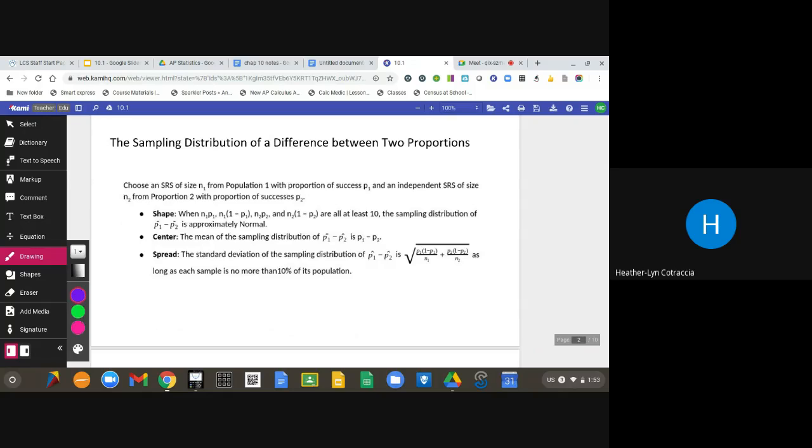Your shape, there's how to test whether it's approximately normal. So it's still the n times p or the n times 1 minus p. Those have to be at least 10. Sampling distribution, the center is going to just be your p1 minus your p2. And then your spread, there's your formula right there. That's your standard error as long as no more than 10% of the population is being used.